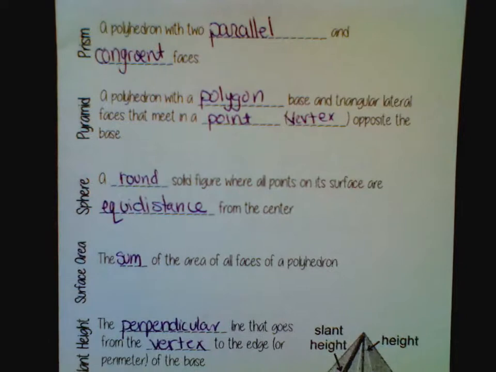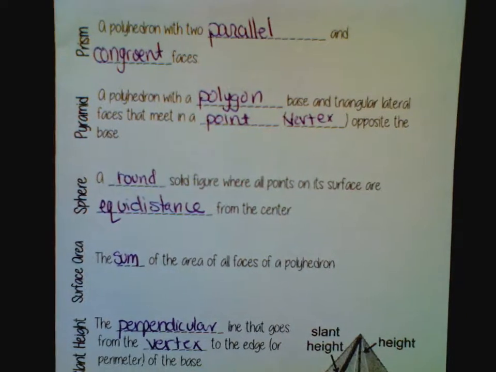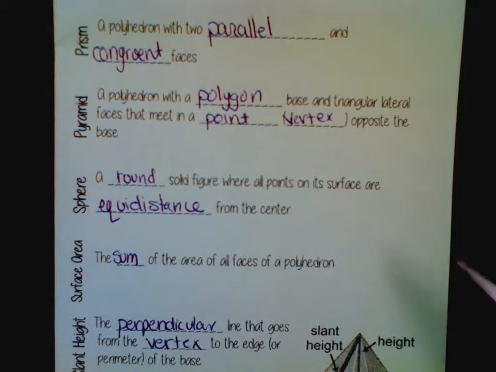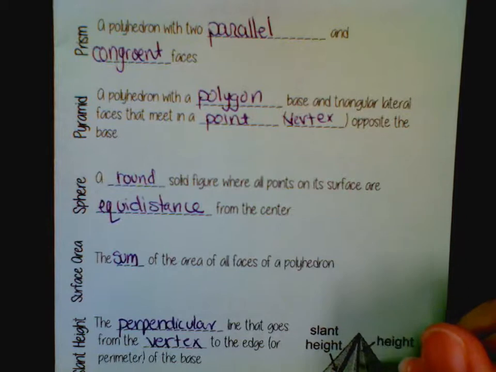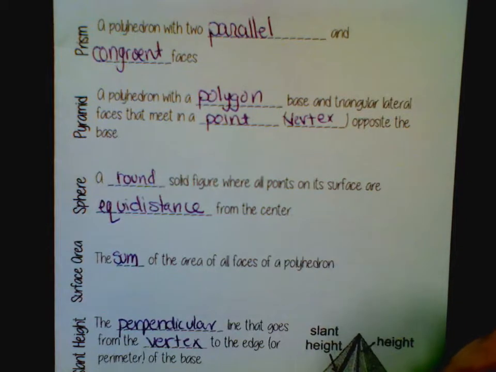To find the surface area of pyramids, we're going to need to find the slant height, and I just wanted you to see how it differs from the regular height. The regular height would be how tall the shape is, so it would come straight down from the vertex up here. So that would be the regular height. But the slant height is the height of the triangle on the side.